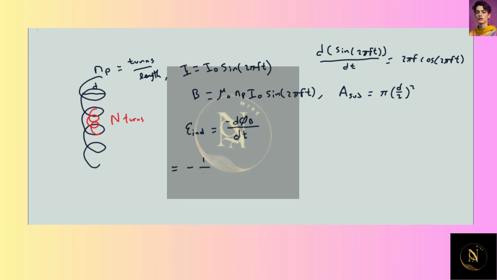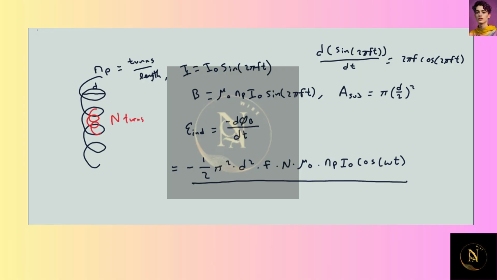minus 1 over 2 times pi squared times diameter squared times the frequency times the total number of turns in our subcoil times the number of turns per unit length in our primary coil, all times I naught cosine of omega t. And this whole expression is our final answer.